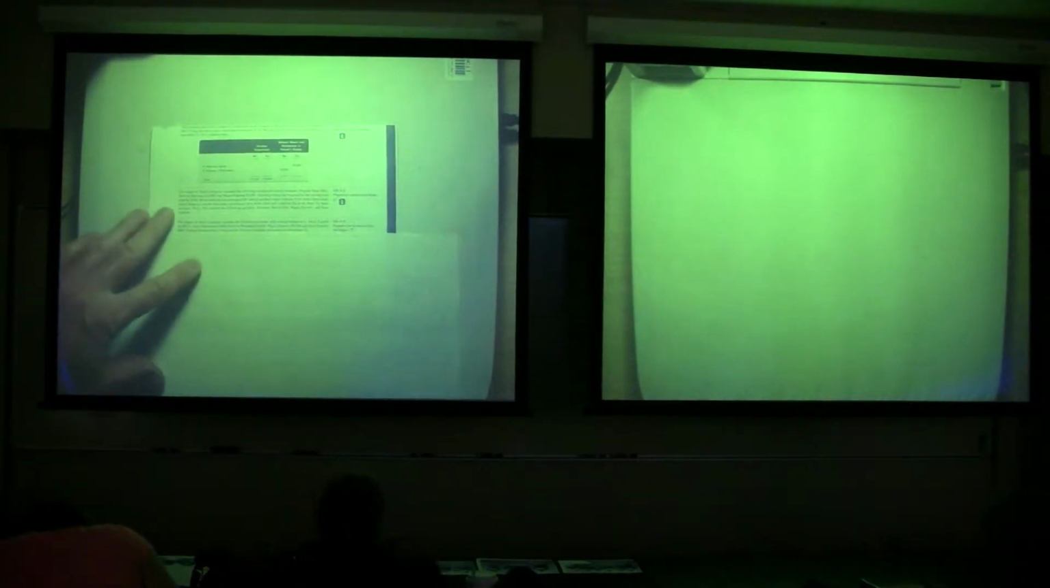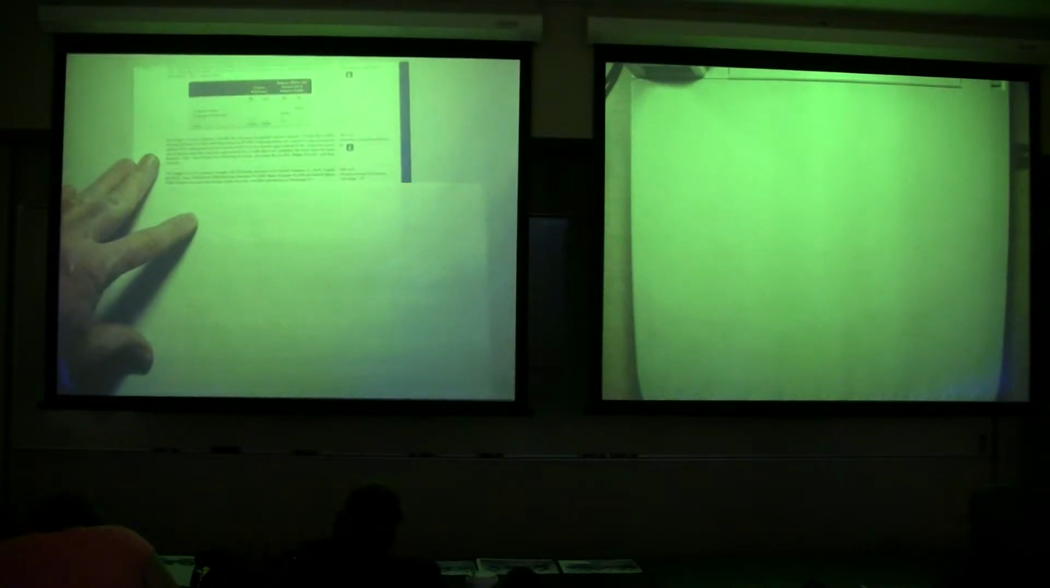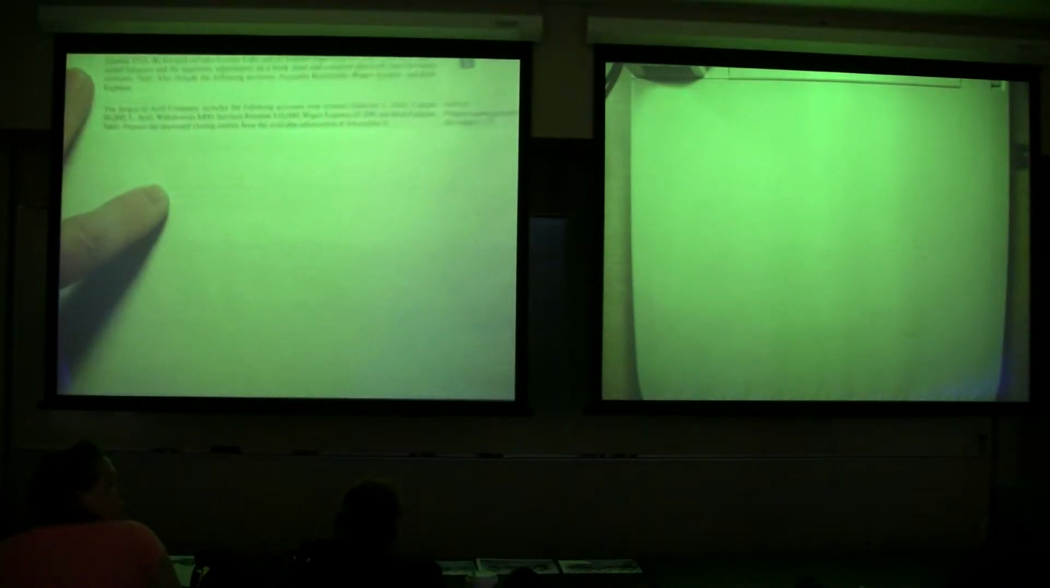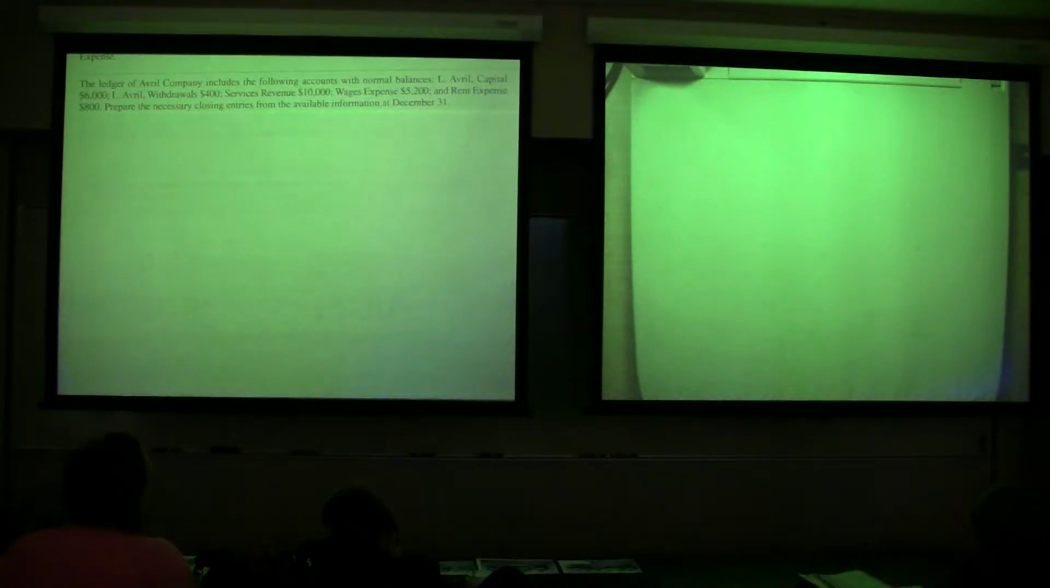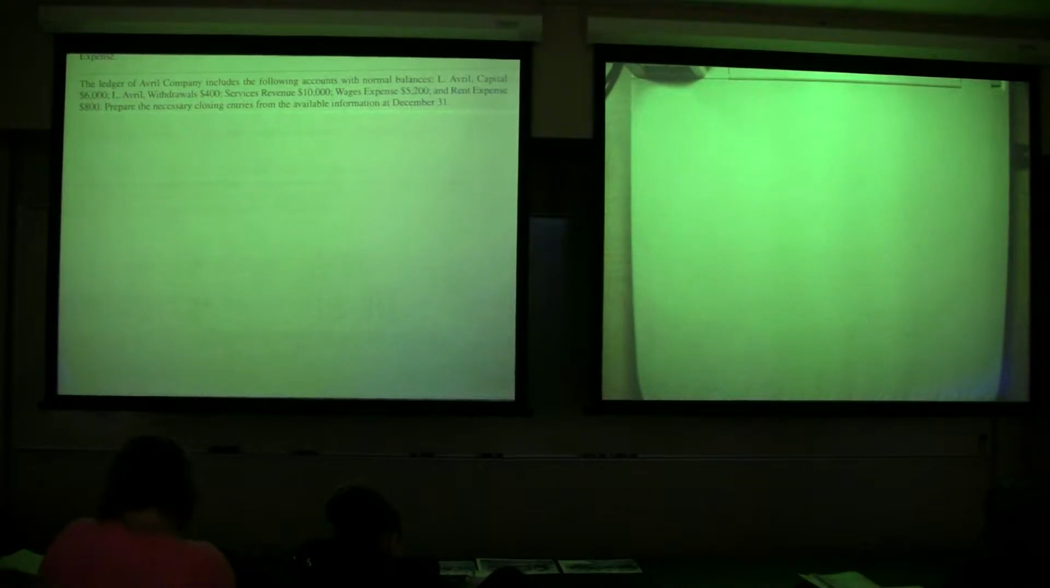So here's what we're going to do. The ledger of the Argo company includes the following accounts. It's a normal balance. So it has a capital account of $6,000, L Argo withdrawals of $400, service revenue of $10,000, wages expense of $5,200, rent expense of $800. Prepare the necessary closing entries. So you want to do the first one. You want to close the revenue account to income summary. You turn it loose with that.